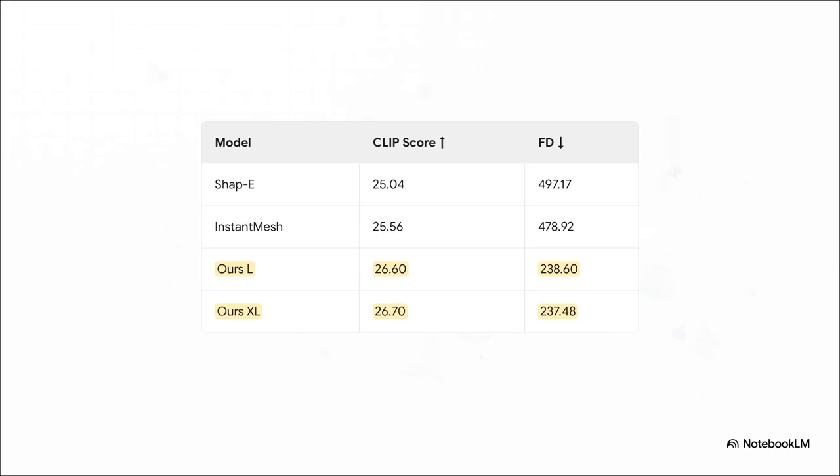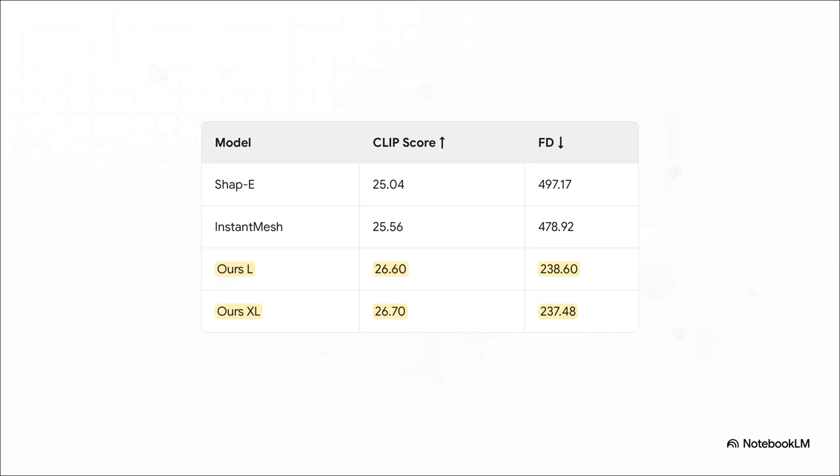First is clip score, which basically tells you how well the 3D model matches the text prompt. For that one, higher is better. The other is FXD, which measures how real the generated objects look compared to a set of actual 3D assets. For that one, lower is better.